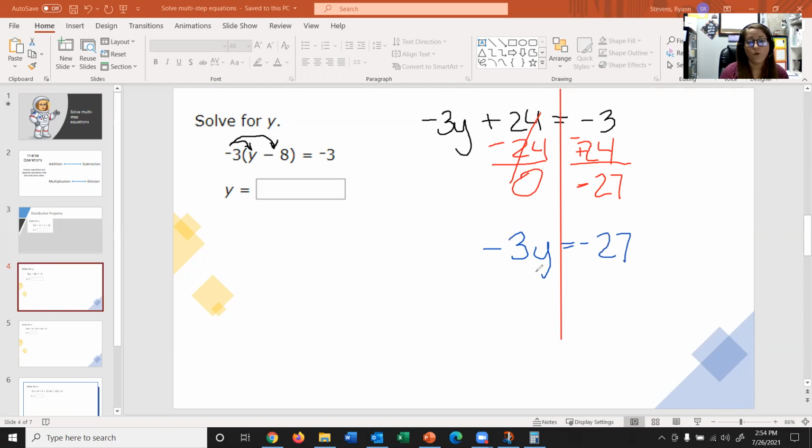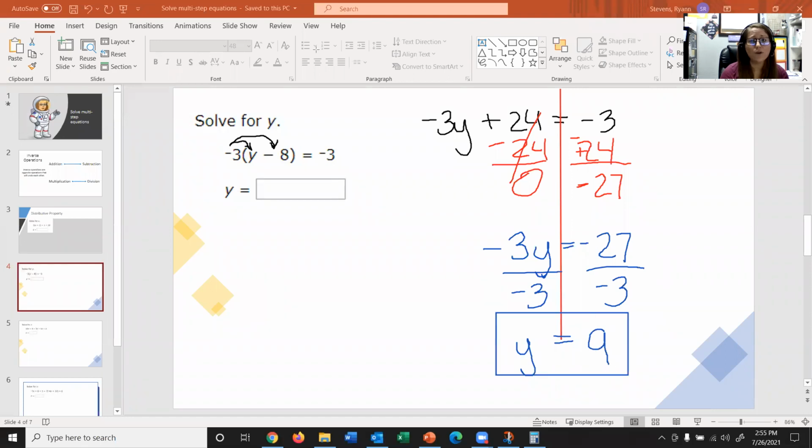And we know that anytime you see a term written this way, the number and the variable are being multiplied. So we're going to divide as the inverse operation, dividing both sides by -3. We know that 3 can go into 27 9 times, and a negative divided by a negative is going to give us a positive answer. So we would say that our answer is +9.